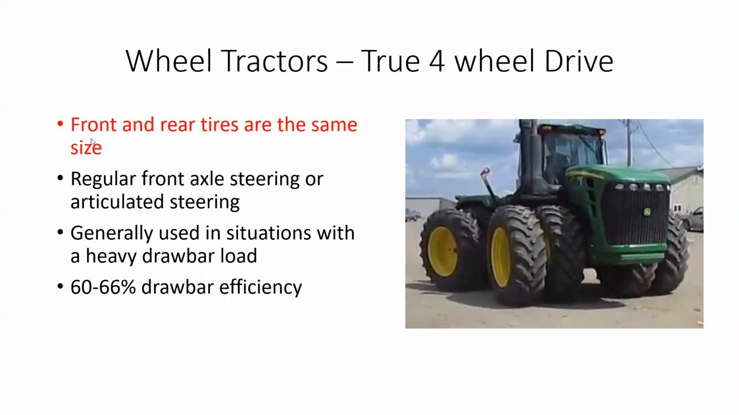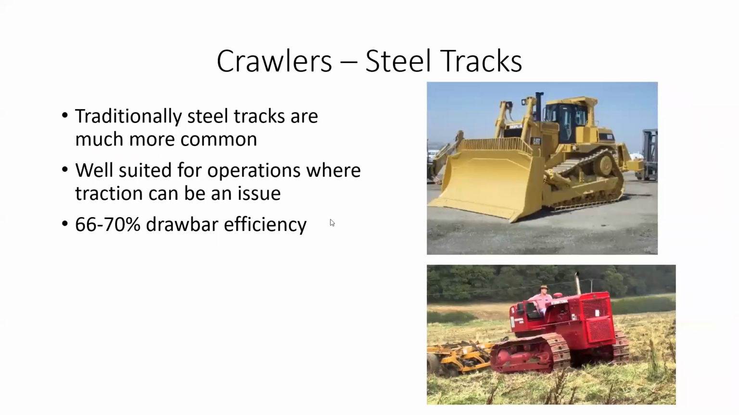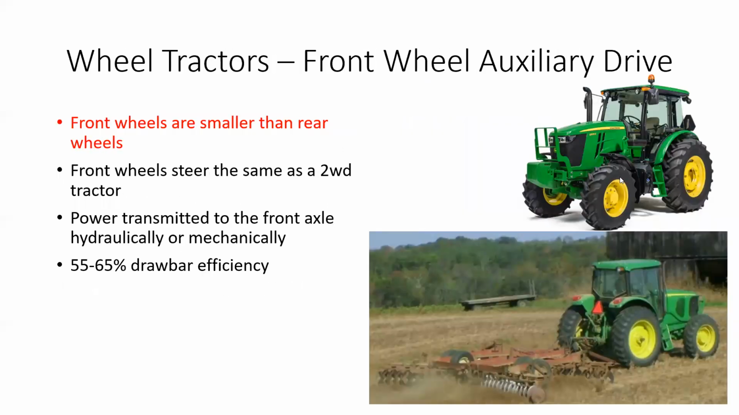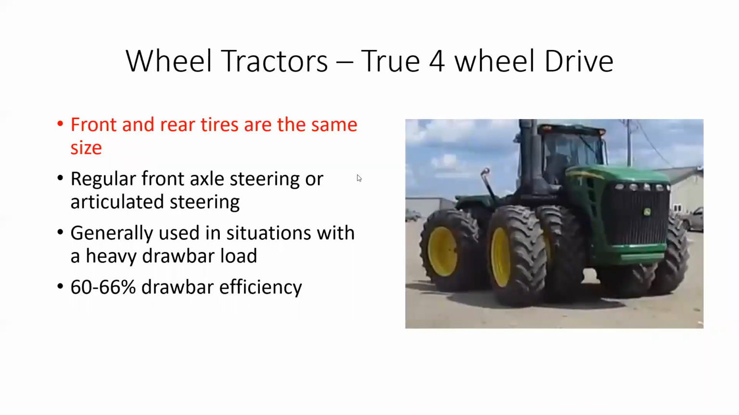So when we look at the front tires, the front and the rear tires are the same size. So every tire is the same size. Those are these huge drive tires, right? These big old massive tires versus our front wheel auxiliary drive, where we had smaller tires on the front as compared to bigger ones on the back.